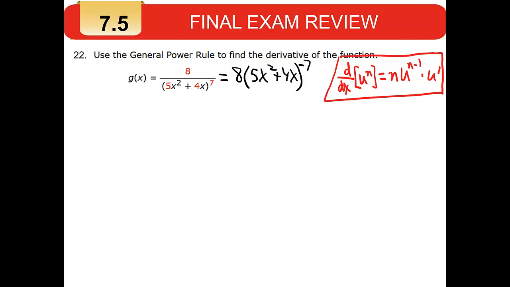22, same thing, but I would change the thing raised to a 7th power in the denominator to that thing raised to the negative 7th power. If you don't, the way it's written in the original form, you would have to use a quotient rule, but I would recommend writing that 7th power as bump it up and make it negative 7 power and use the general power rule instead of the quotient rule.